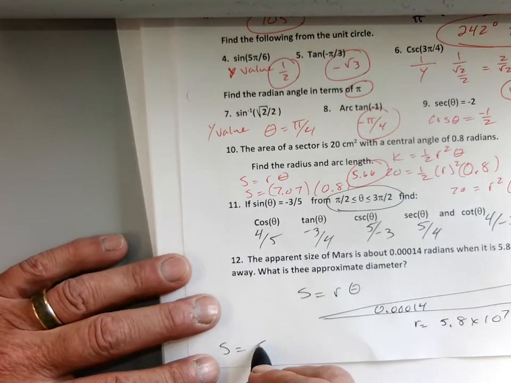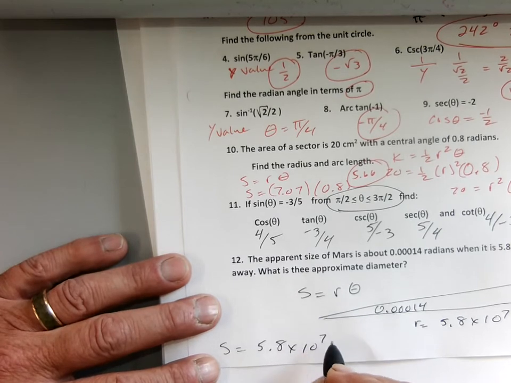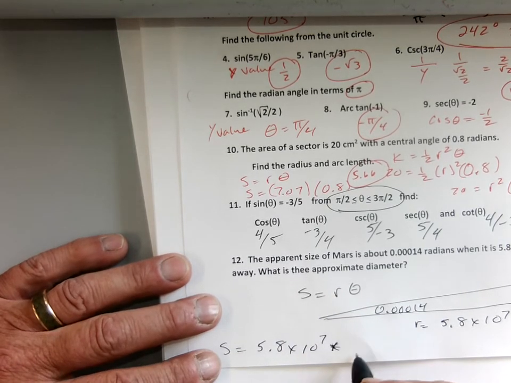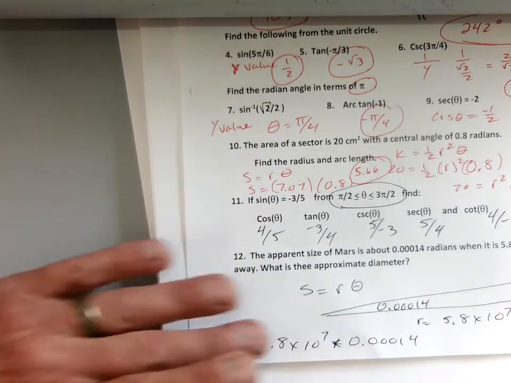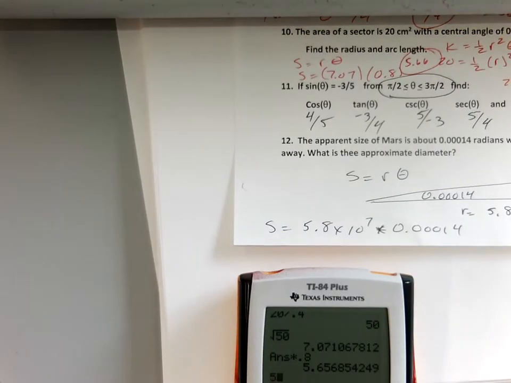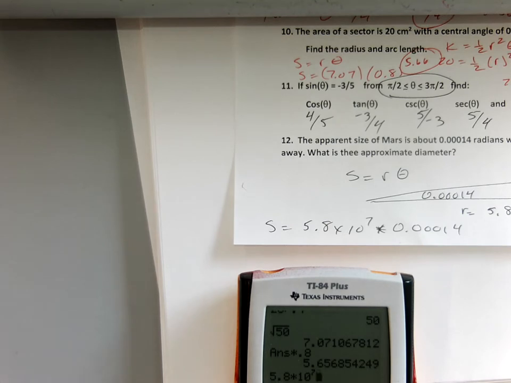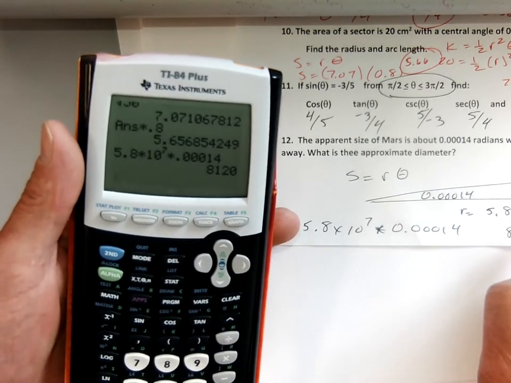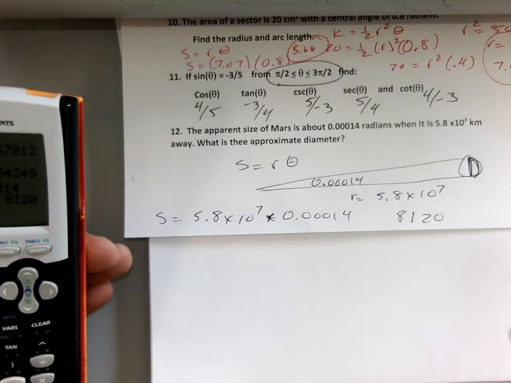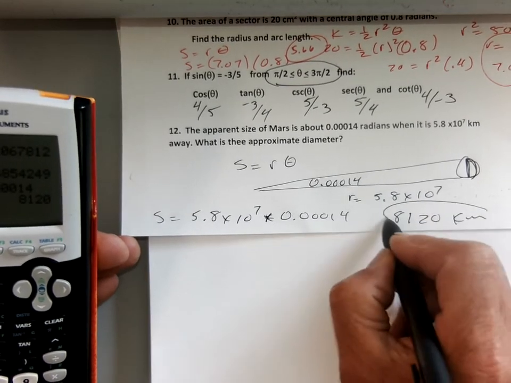S equals r, which is 5.8 times 10 to the 7th, times my angle, 0.00014. And I'm just going to multiply that. 5.8 times 10 to the 7th power, far, far away, times my angle, which is 0.000, three zeros, right? Yeah, 14. And so it seems like it's about 8,220 kilometers. I totally made these numbers up, so you can probably look it up.